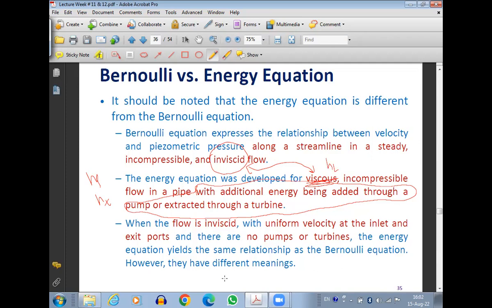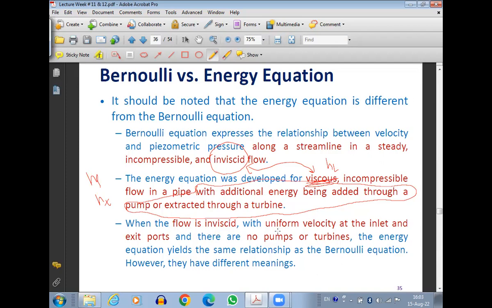But suppose we have a case where the flow is already inviscid, the viscous effects are not there, and where there is no pump or no turbine, so in the end, we are going to come up equal to the Bernoulli's equation. Even if we apply the energy equation, it will come out to be equal to the Bernoulli's equation. The other thing is that, yes, there is another difference.